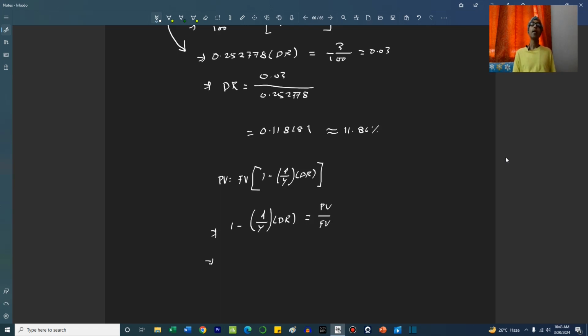We take the d by y into DR expression on one side and the rest on the other side. So this becomes d by y into DR is equal to 1 minus PV by FV. This expression can be written as FV minus PV by FV. Therefore, DR becomes y by d into FV minus PV by FV.